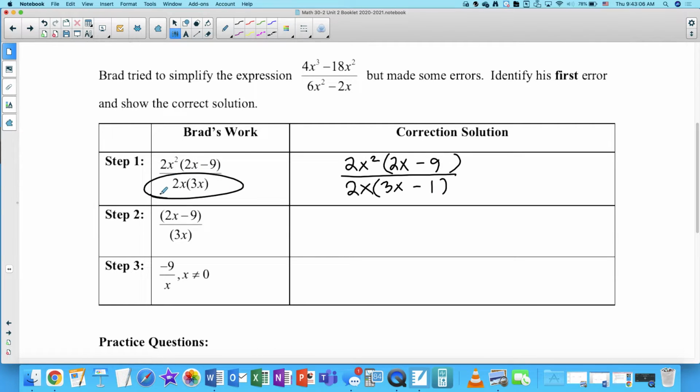We've got to keep going though. At this stage, we have some common factors. Actually, what should we do before we cancel factors? Non-permissibles, right? Because the non-permissibles apply to the original expression, not the simplified expression. So looking at my denominator, from this factor, if 2x equals 0, what would x equal? 0. So x cannot equal 0.